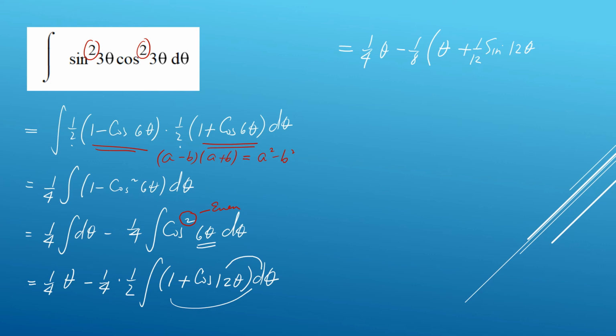So 1/12 plus c. We can combine 1/4 theta and negative 1/8 theta. So 1/4 minus 1/8 is 1/8 theta, or theta over 8, minus 1/8 times 1 over 12 is 1 over 96. 8 times 12 is 96. Sine of 12 theta plus c. That is the integral for sine squared 3 theta cosine squared 3 theta d theta.